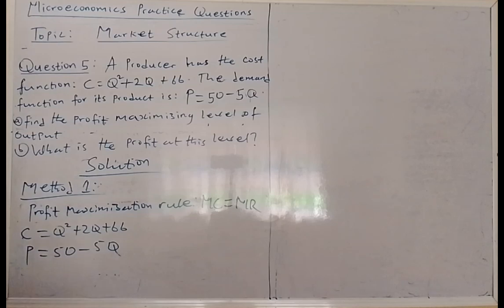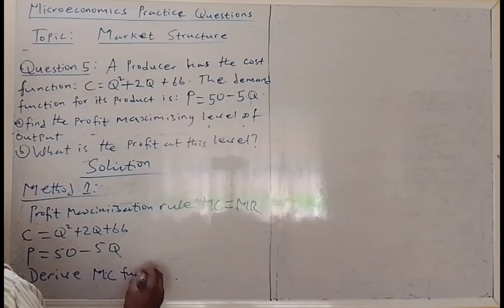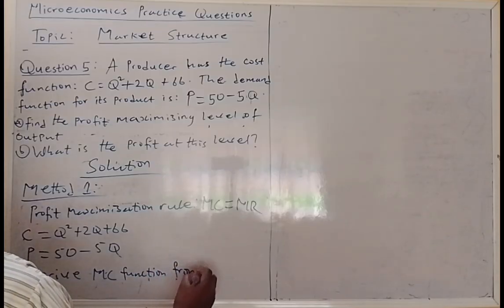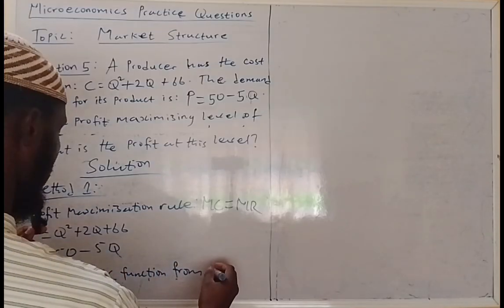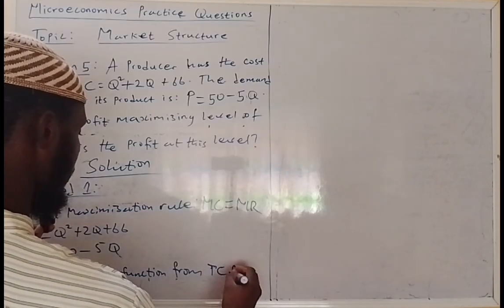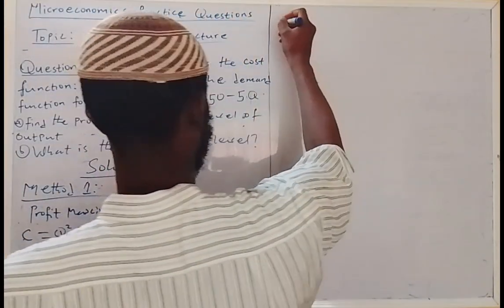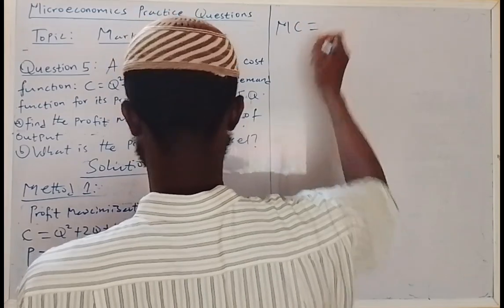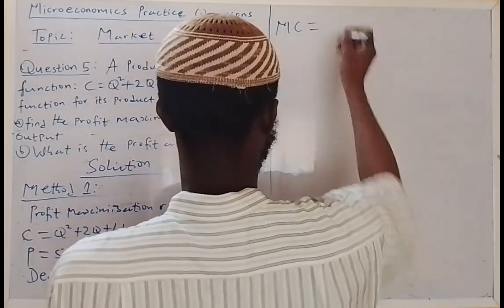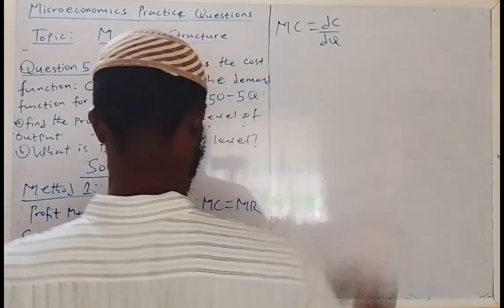The first thing we are going to do here is derive the MC function from the total cost function, which is also known as the C function. So how do we derive that? Don't forget, MC is simply the first derivative of the total cost function. In other words, we have dC over dQ, that is dTC over dQ.